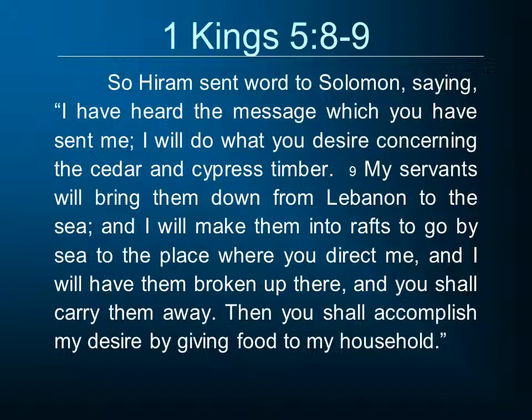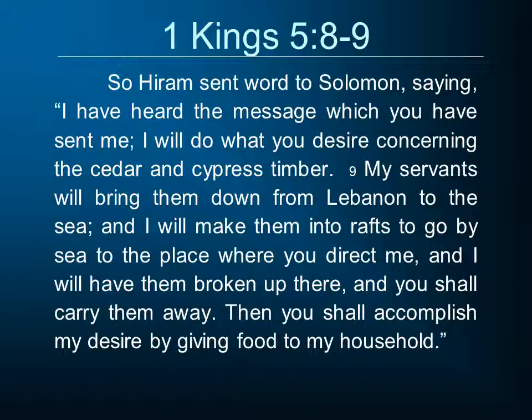Hiram sent word to Solomon saying, I've heard the message which you have sent me. I will do what you desire concerning the cedar and the cypress timber. All the good wood grows up in what we call Lebanon today, surrounding the city of Tyre. Verse 9, my servants will bring them down from Lebanon. And how are they going to bring them? Of course, Tyre is an ocean-going city, so they're going to bring them by sea.